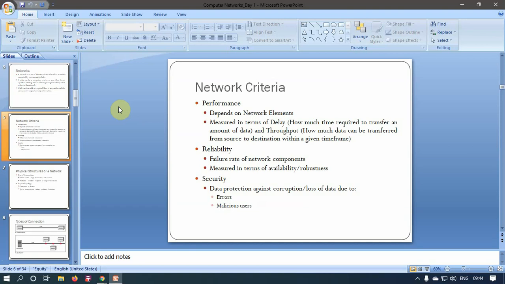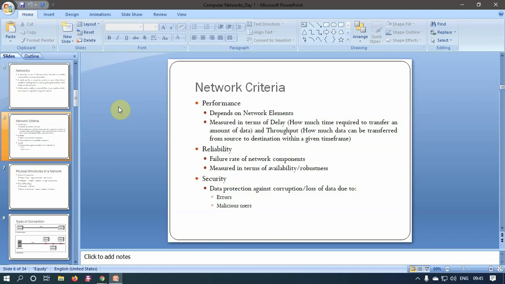Now, what's the delay? Delay means nothing but how much time is required to transfer an amount of data. Suppose we have 1 MB of data, how much time is required to transfer the data? As we discuss in our day-to-day lives, the speed of the network is 2 Mbps, 3 Mbps, 1 Mbps. So what is that? That is nothing but the delay, or the time taken to transfer an amount of data, known as delay. So the performance of a network is obviously measured in terms of delay. The second thing is that the performance of a network is again measured in terms of throughput. Now, what's the throughput? Throughput is nothing but how much data can be transferred from a source to a destination within a given time. So this is what is known as throughput. Obviously the performance of a network depends on the performance of the network elements, as well as the delay and the throughput of the network.